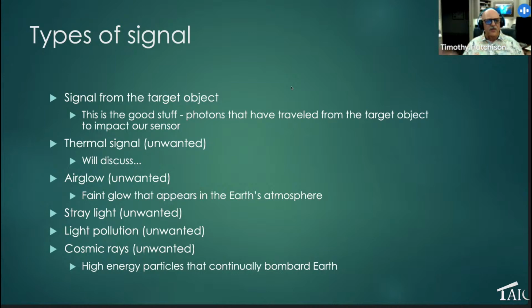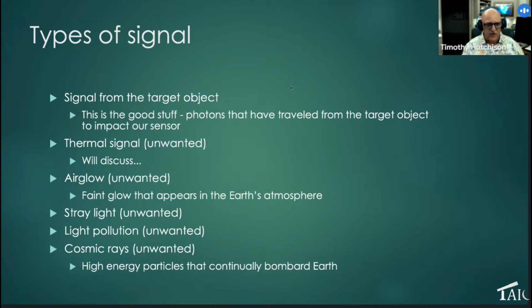So what are the different types of signal that we have out there? Well, the obvious one is the signal from the target object, right? Photons that have traveled across the cosmos and impacted our objective, impacted our sensor, and we're trying to measure. This is the good stuff. That's the stuff that we're looking for, the target object signal. That's what we want.